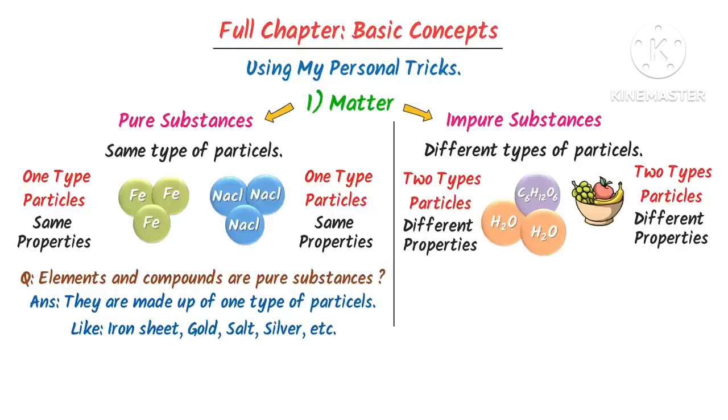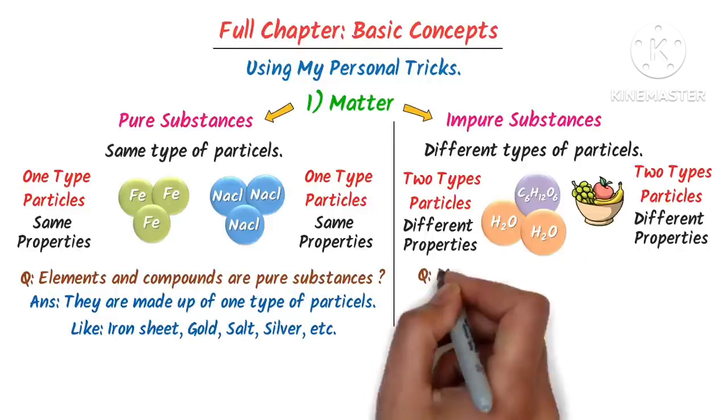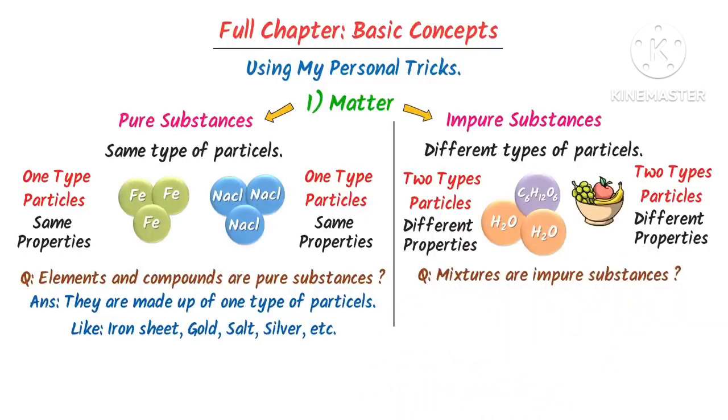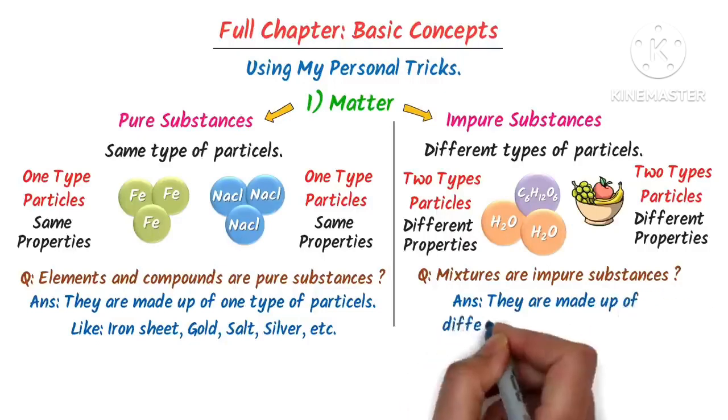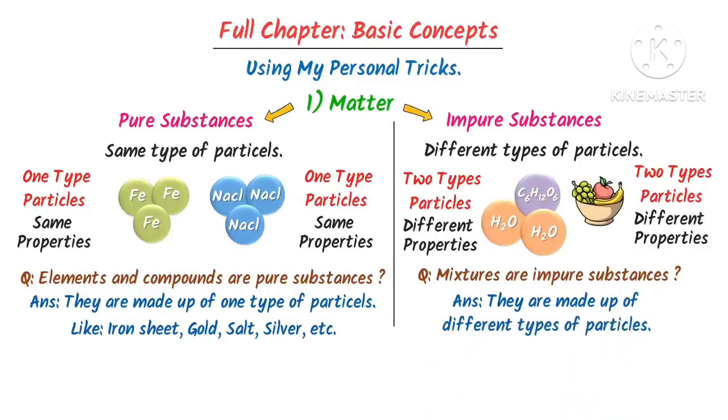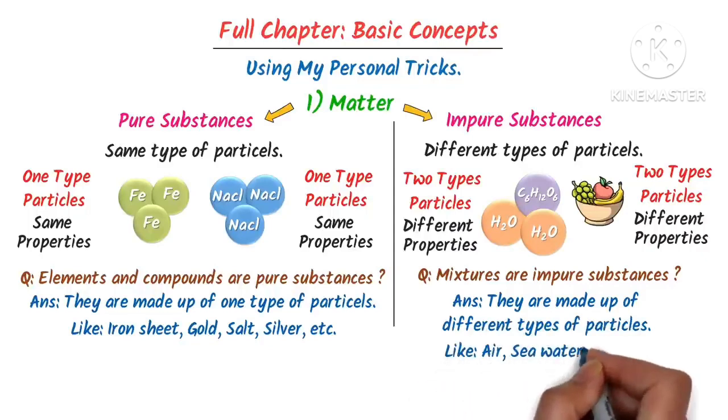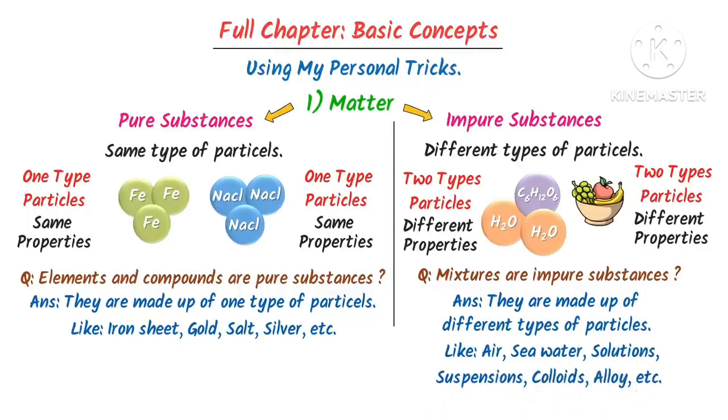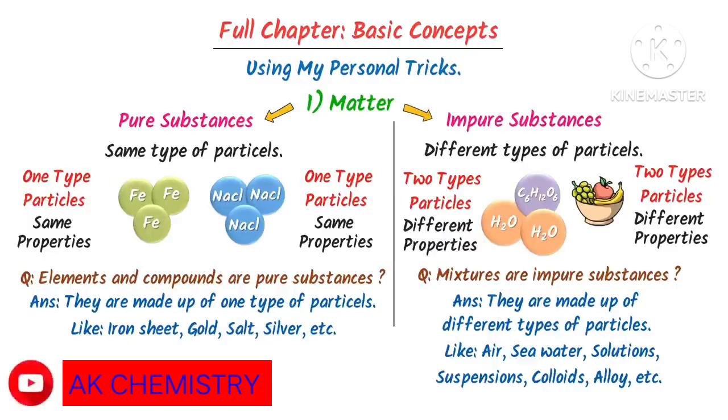Here, let me teach you another exam question. Why are mixtures called impure substances? Well, mixtures are called impure substances because they are made up of different types of particles. Remember the names of these important mixtures like air, seawater, solutions, suspensions, colloids, and alloys like steel, which are usually asked in MCQs. So remember about pure substances and impure substances.